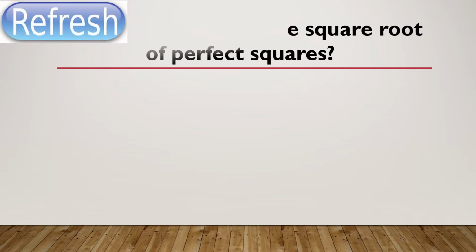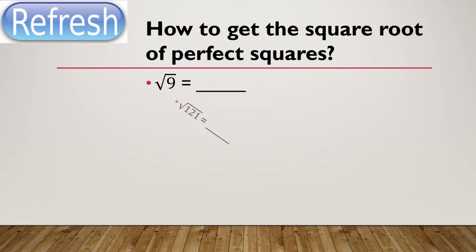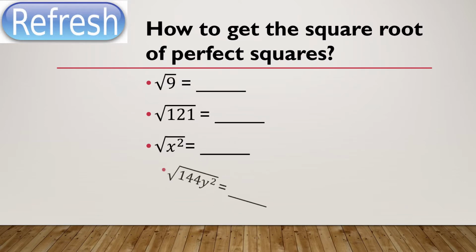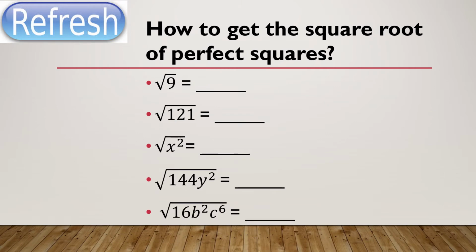After recalling how to get the product of the sum and difference of two terms, do you still recall how to get the square root of perfect squares? Let's test if you still remember with another activity. How to get the square root of perfect squares? The square root of 9 is 3, and the square root of 121, that's right, is 11.